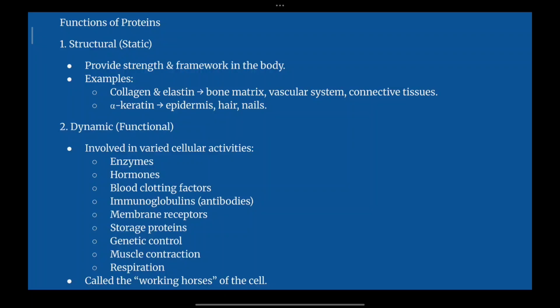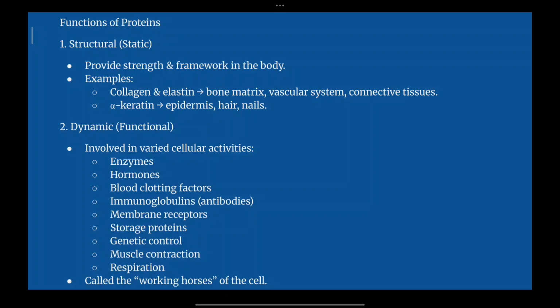Now the dynamic is the functional part of proteins. These are involved in varied cellular activities. So these proteins act as enzymes, hormones, blood clotting factors, immunoglobulins or antibodies, membrane receptors, storage proteins, genetic control, muscle contraction, respiration. So you can see the dynamic functional proteins are present in every nook and corner of your body, maintaining the essential functioning of your body. So without these cellular activities, your body is never going to work normally, right?